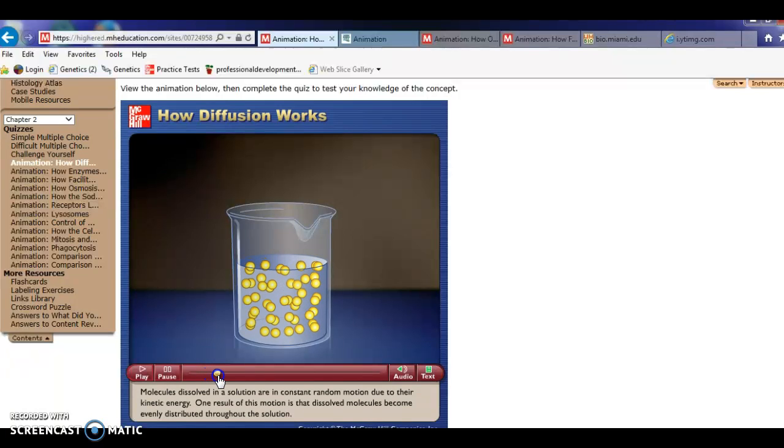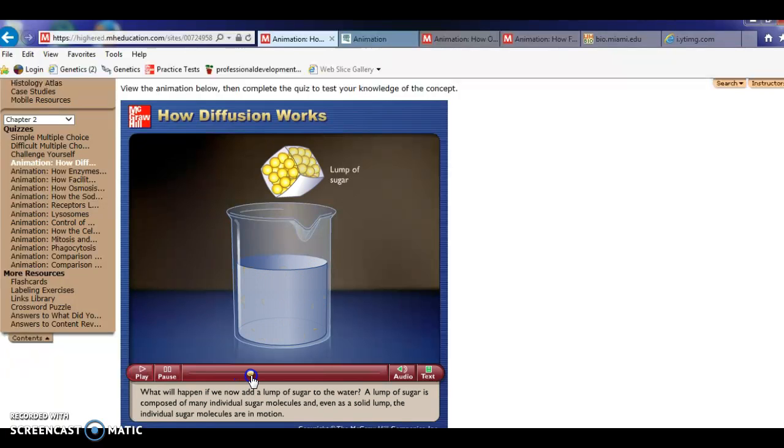So here is somewhat a state of what's called equilibrium. The molecules are moving all around. There's no real space that is more concentrated than the other. But how did they get to that spot? And this animation shows it.